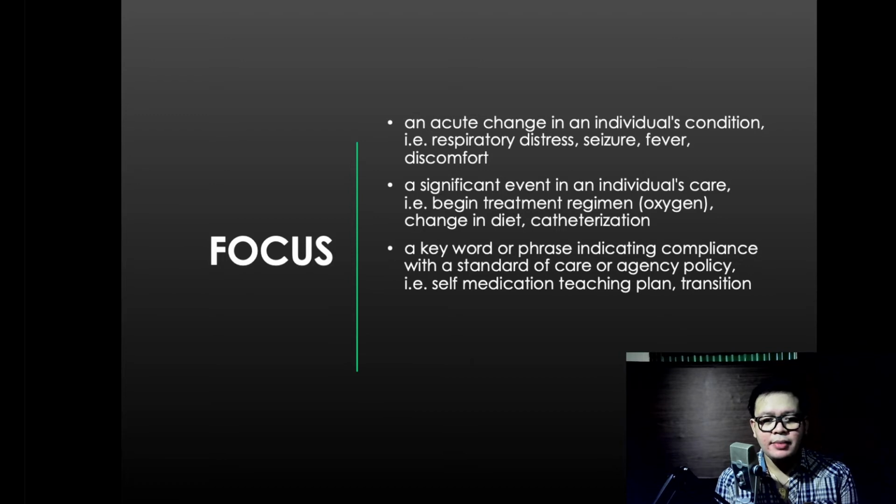Say for example, beginning a treatment regimen such as O2 therapy. You also have to consider change in diet and catheterization. Catheterization falls into nursing procedure. That could be a great focus that you could identify. Another is a keyword or phrase indicating compliance with a standard of care or agency policy. Say for example, self-medication teaching plan and even transition. And even discharge planning is a very good focus for you to have if your patient has discharge orders from the doctor.